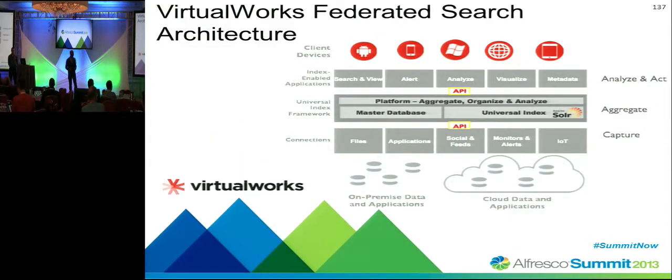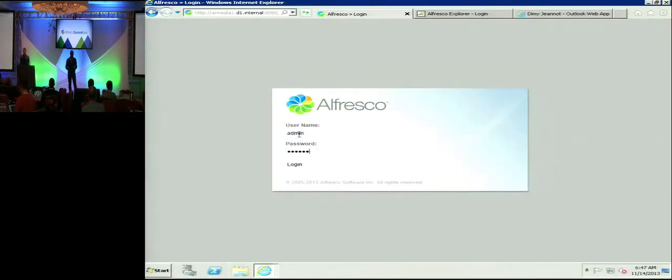From an architecture perspective, they have many different connectors. So if you take a look at the bottom row, being able to search, as Jim mentioned, many different types of repositories, not just Alfresco. And then they have a robust API that exposes this information. And what we want to do, and what we'll show you next, is exposing it within the Alfresco user interface. So we're going to walk through a demo.